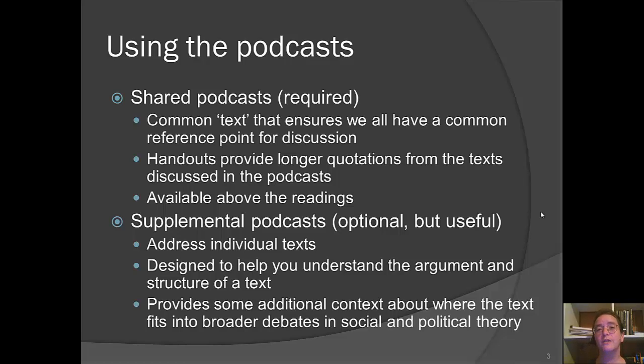You probably want to at least look at the supplemental podcast on the reading that you've chosen, but if you're curious, the supplemental podcasts are a really good way of getting some information about other texts that you didn't read. It's sort of an easy way to get some additional background. It's faster for most people than reading the texts themselves would be. So feel free to watch as many of them as you'd like, but if you are pressed for time, it's the shared podcasts that you want to look at. The supplementals are optional.